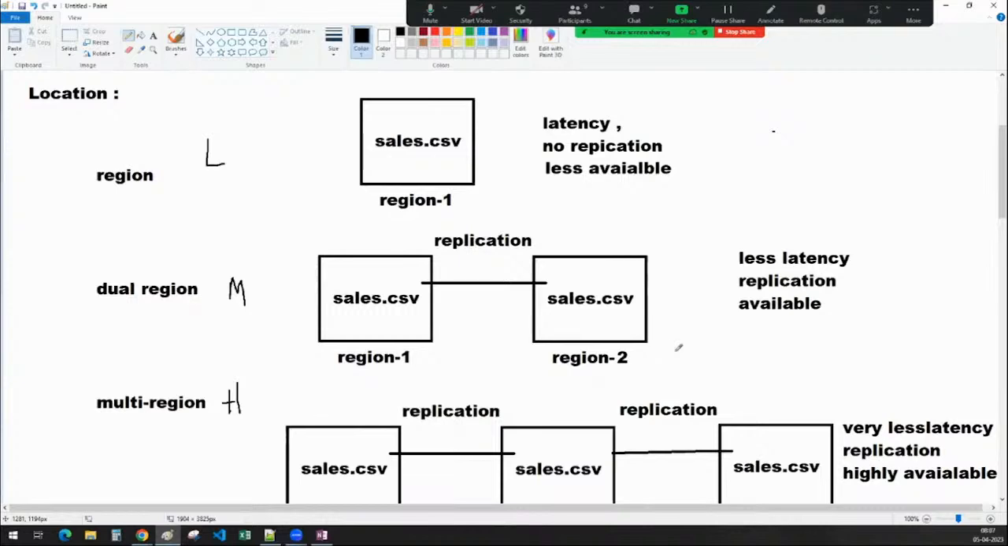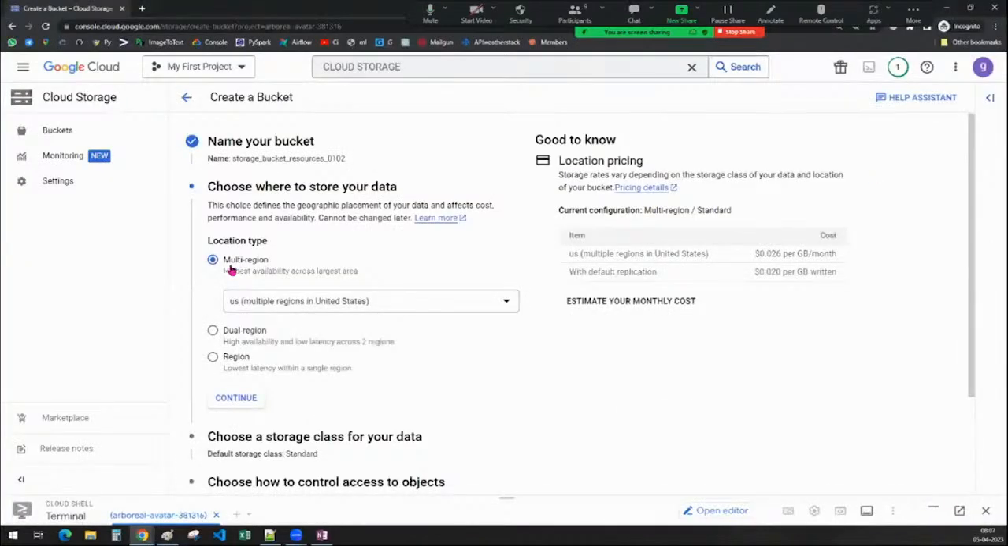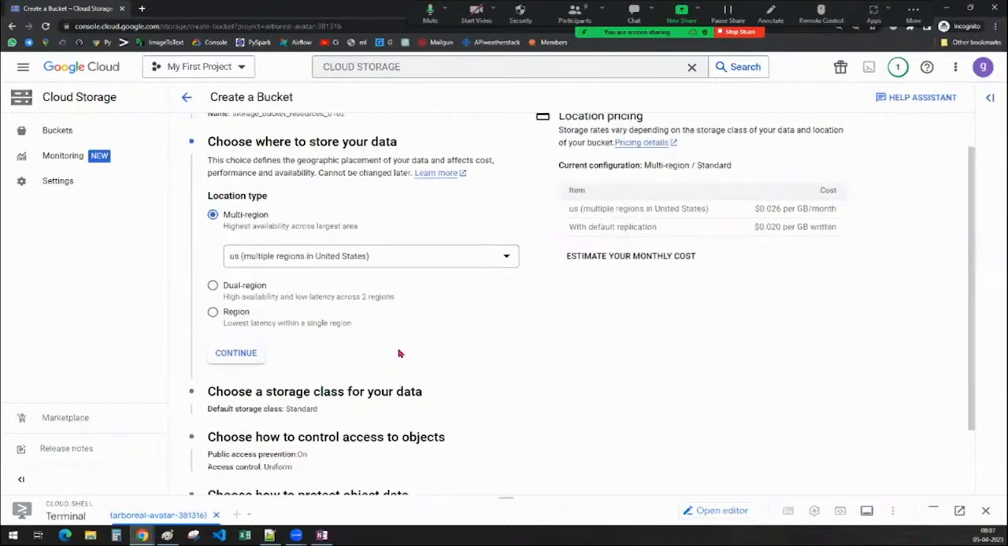Now you understand what is meant by multi-region, dual region, and single region. Multi-region is highly available across the largest area. Dual region is highly available across 2 regions only. And single region has the lowest latency. So this is what it is.